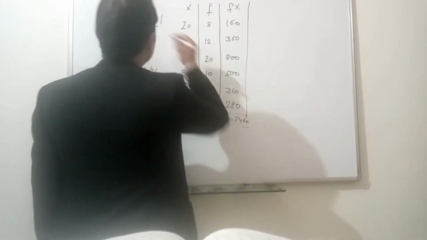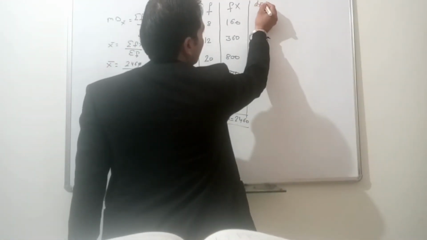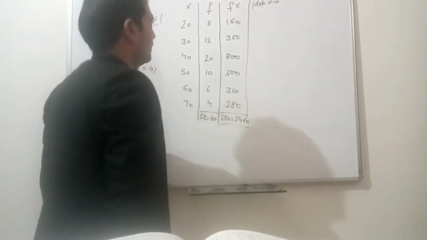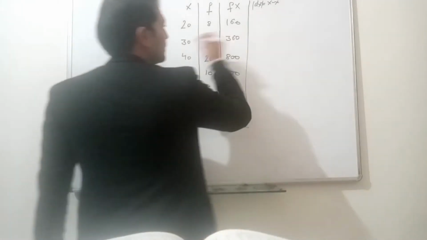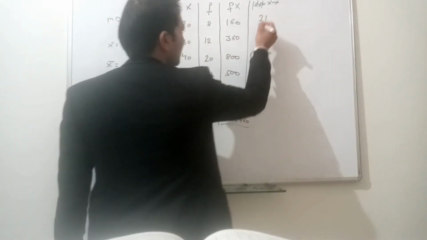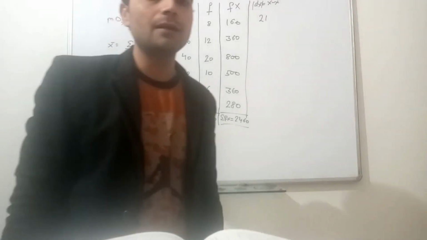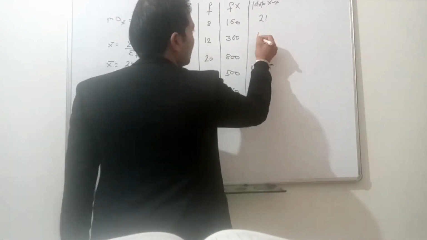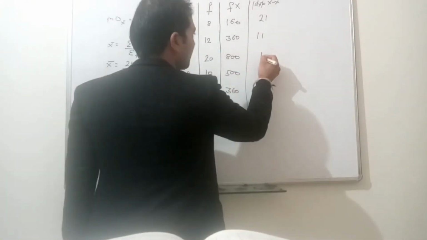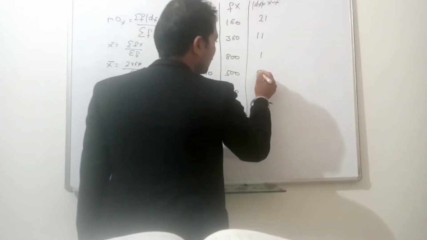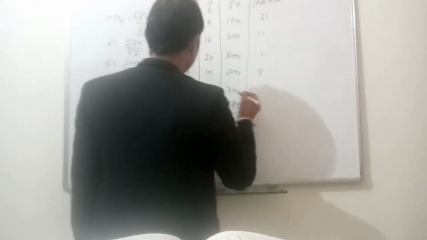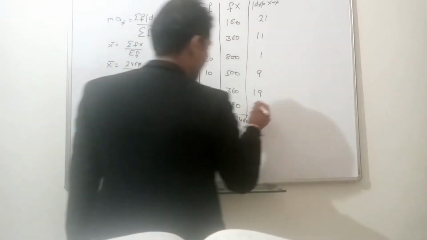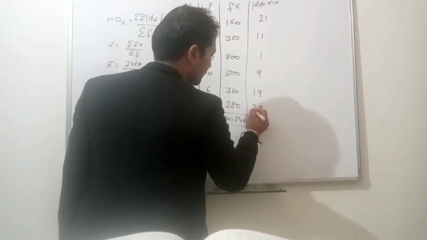Now we calculate dx bar, that is x minus x bar. 20 minus 41, minus 21. Here we ignore the sign. 30 minus 41, 11. 40 minus 41, 1. 50 minus 41, 9. 60 minus 41, 19. 70 minus 41, 29.